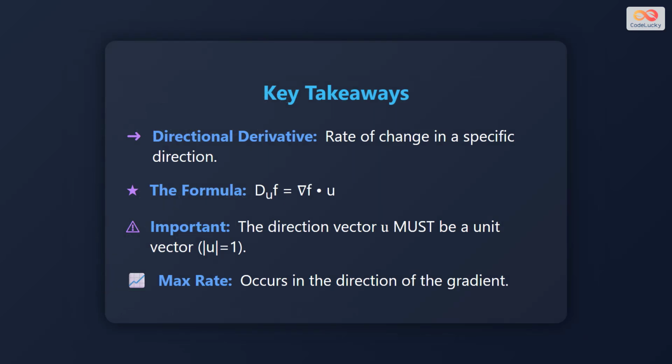To summarize, the directional derivative allows us to find the slope in any direction. The golden rule is that your direction vector must be a unit vector. The calculation is simply the dot product of the gradient and that unit vector. And remember, the gradient itself points to the maximum rate of increase.